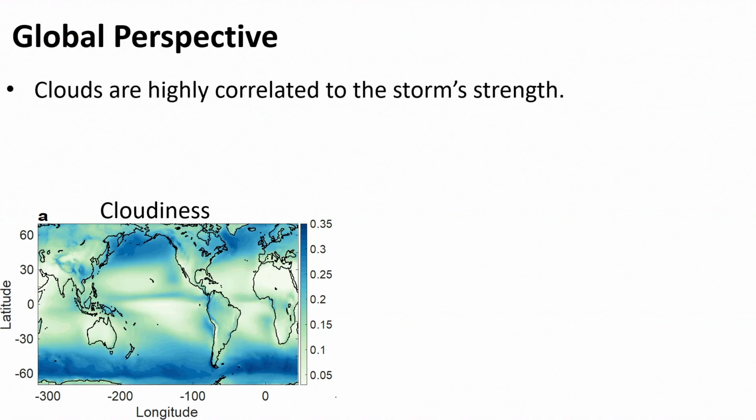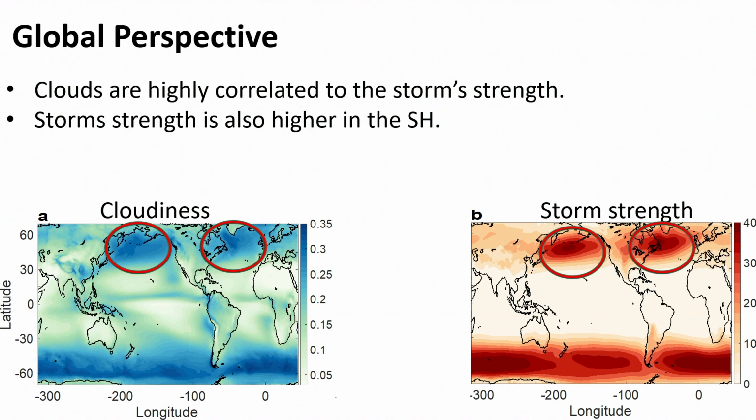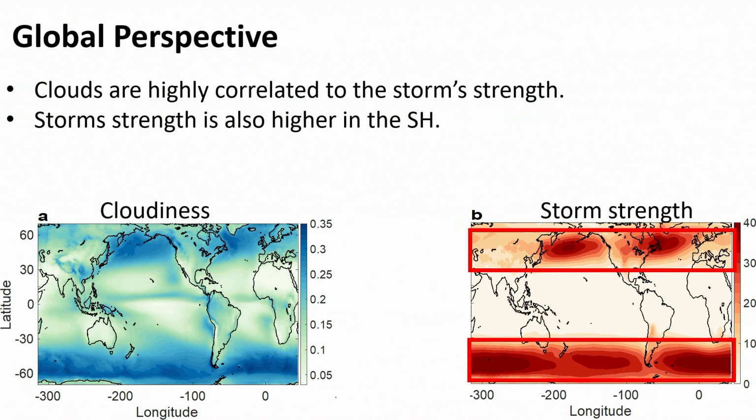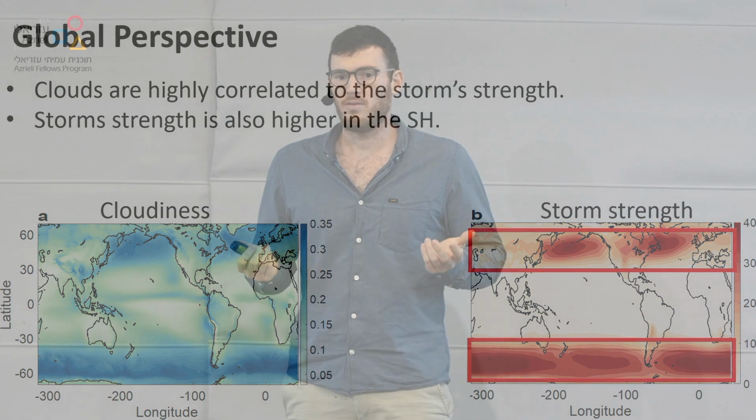To start uncovering this mystery, let's look at the yearly average clouds all over Earth. As we can see, clouds are definitely not uniformly distributed, but are actually concentrated in hotspots. This structure of hotspots astonishingly resembles the structure of storm activity on Earth. Moreover, the storm activity is also stronger in the southern hemisphere, which makes storm activity a very good candidate to connect the surface albedo and the cloud albedo.